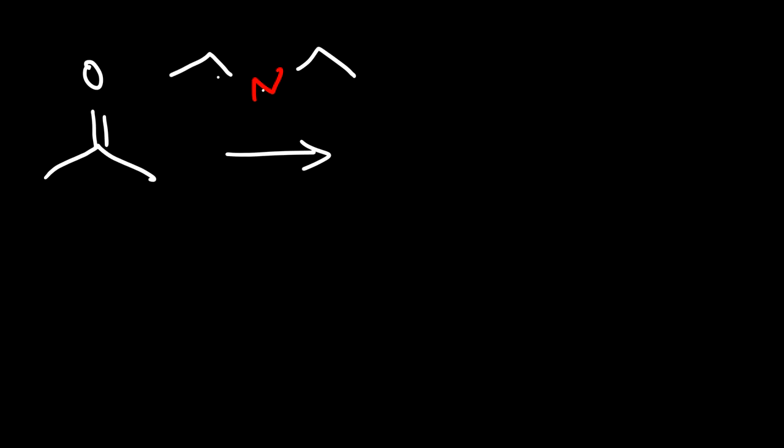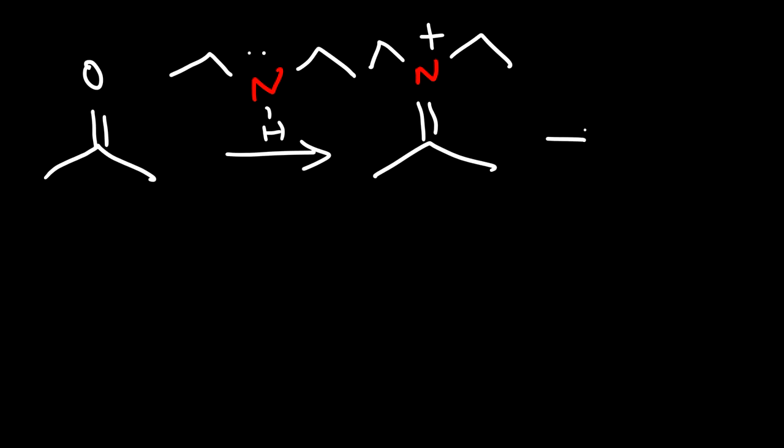Now, if we want to make a tertiary amine, starting from a ketone, we need to react it with a secondary amine. So let's use diethylamine. And initially, we're going to get the iminium ion, which looks like this. And this is in equilibrium with the enamine, so you may want to keep that in mind. So this is the enamine.